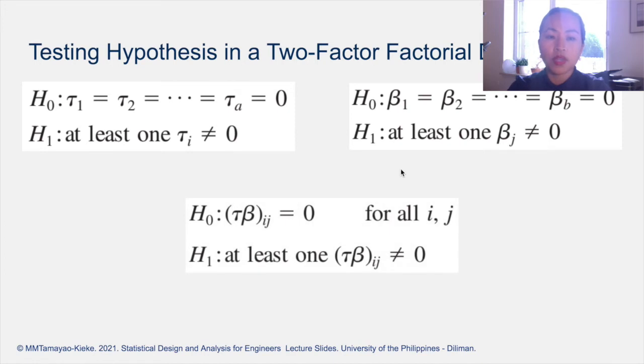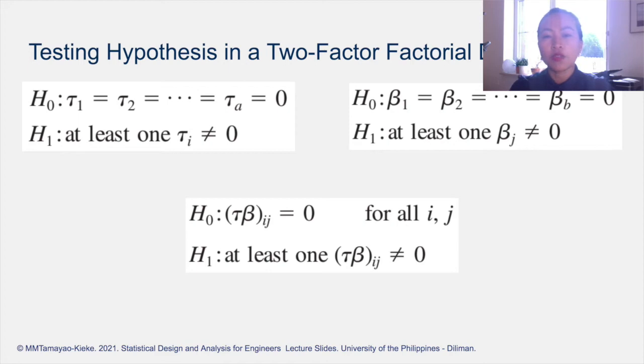Okay, now we are also interested in determining whether the treatments interact. These are the corresponding hypotheses for this. For H naught, tau beta sub ij is equal to 0 for all i and j. And the alternative hypothesis is that at least one tau beta sub ij is not equal to 0.